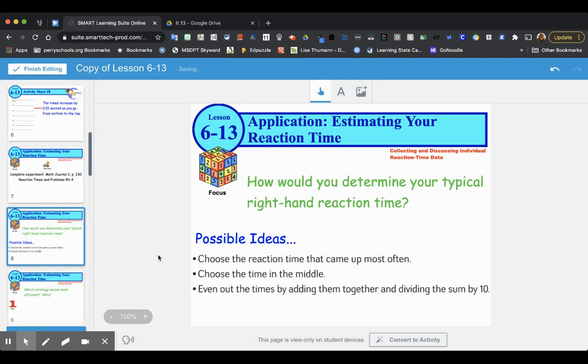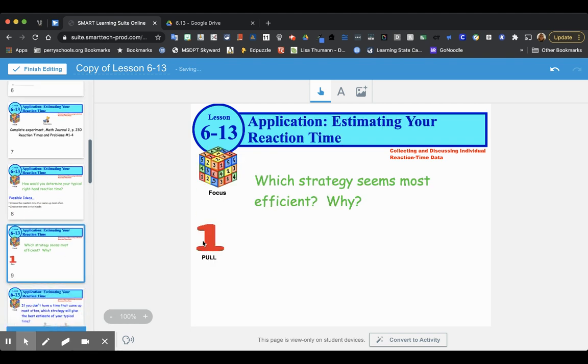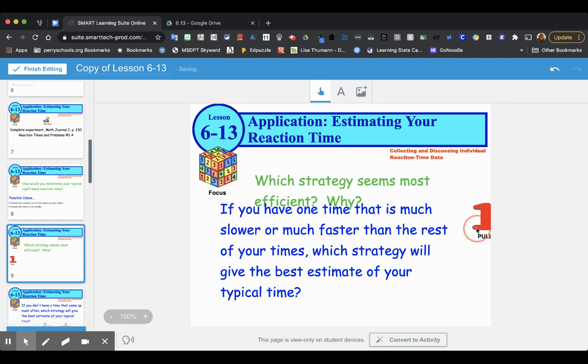Maybe you came up with these ideas. Choose the reaction time that came up the most often. Choose the time in the middle, or even out the times by adding them together and dividing the sum by 10. You could find the average. Which strategy seems most efficient for you?